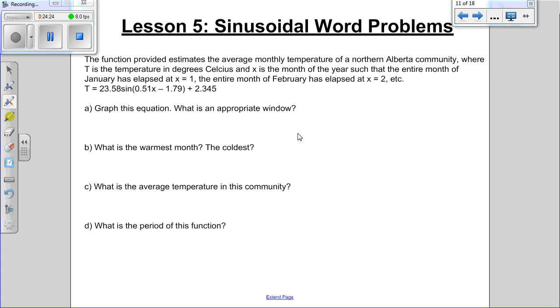When I do word problems, I like to read them once, be like, what's going on? And then read them again and try to draw any info that matters. So the first thing I did is I read it and I realized that this equation is telling me something about temperature in a city in Canada. If I was to read it again, I would say T equals temperature, X equals the month number. That's important. Just writing out what things mean really helps you.